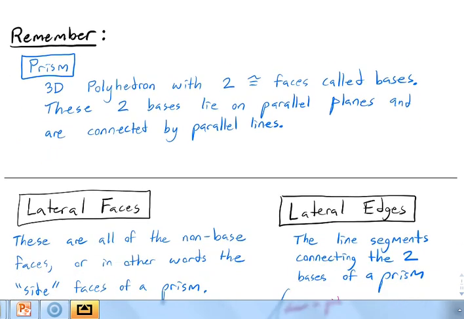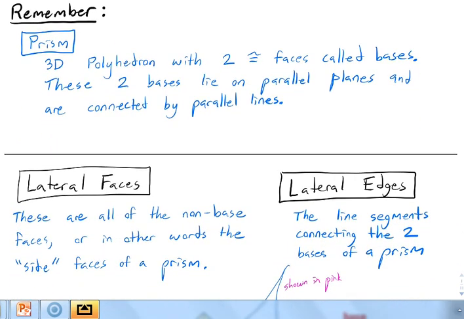So let's look, okay? First remember what a prism is. It's a 3D polyhedron that has two congruent bases, and those bases have to be in parallel planes. They don't have to be directly above one another to be a right prism. They could be off-centered, as long as they're parallel and connected by parallel lines, they could still be an oblique prism.